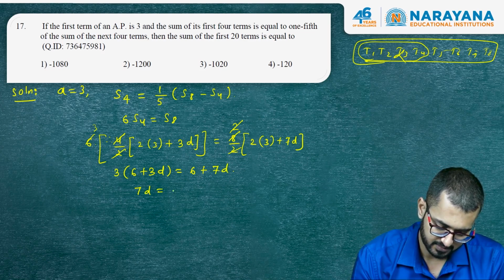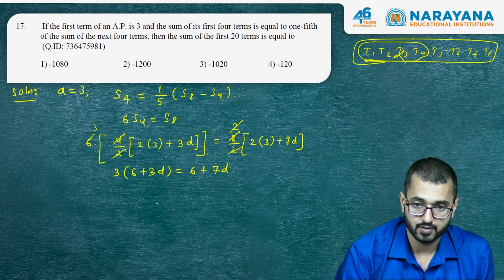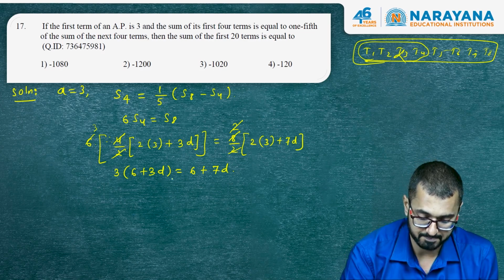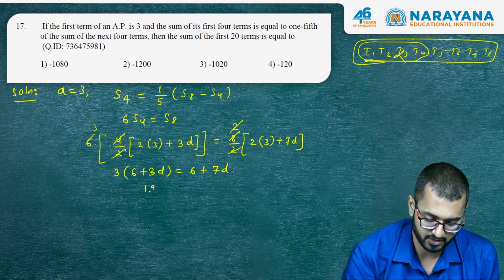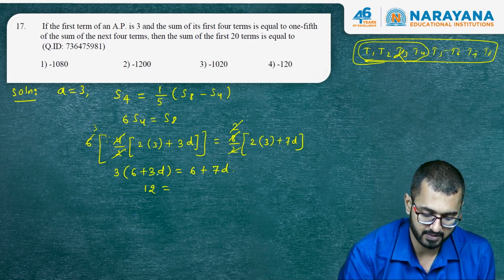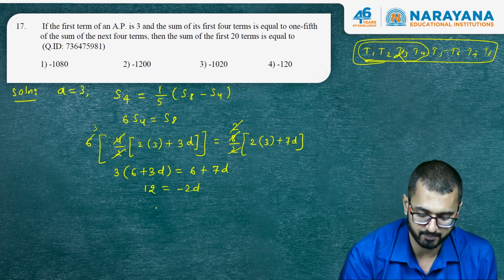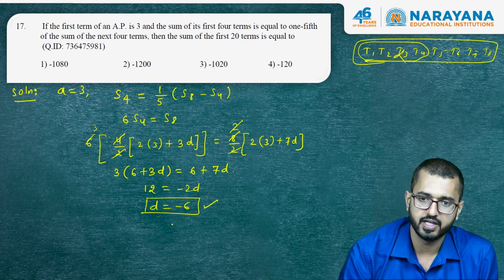6 minus 18. So now here we can add on 18 minus 6 will give me 12 is equal to 7 minus 9 will give me minus 2d. That means we get d equal to minus 6. So we got d equal to minus 6.